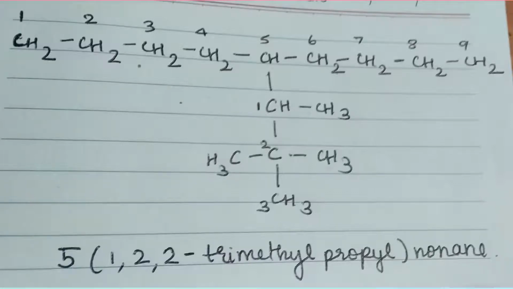Now, you always know the substituent ends with an "-yl". So, since this is a trimethyl propyl substituent present here, we end it with our parent root word, that is non, and it's a saturated compound, and hence it has the suffix "-ane". So finally, the name is 5 bracket 1, 2, 2 trimethyl propyl nonane. So this is the nomenclature of saturated compounds. Naming of saturated compounds with just methyl, ethyl, propyl groups is very simple.